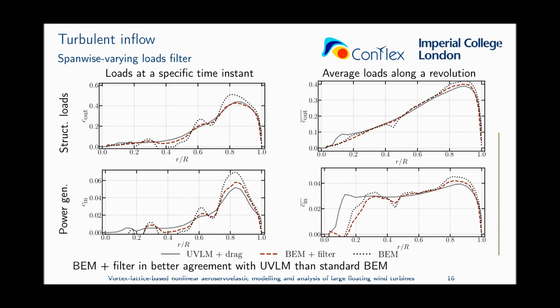It also shows fluctuations in the right-hand side column, but obviously, as this happens throughout a revolution, the fluctuations are averaged out. However, if we apply the filter that we have just created to the blade element momentum theory, which is the red dashed line, we see that our prediction of the loads is much closer to UVLM, both at every time instant and when we average the loads along the revolution.